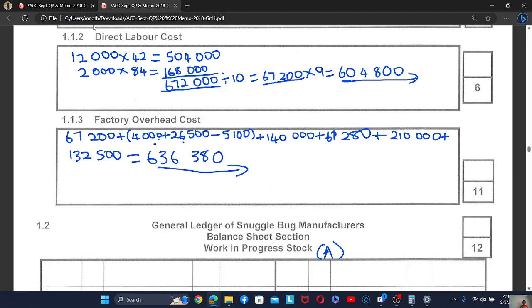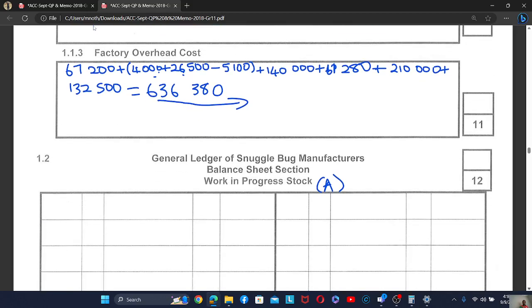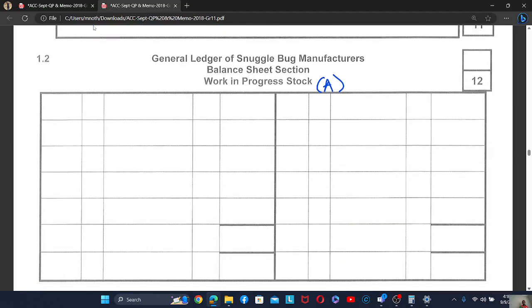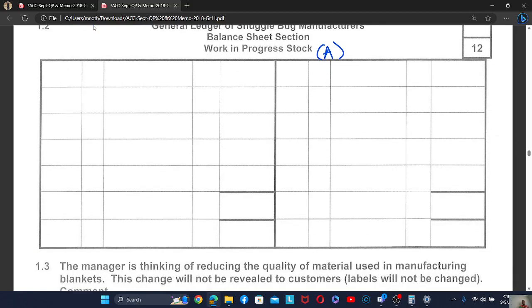And the direct material cost and the direct labor cost, are those expenses or assets? They are expenses. Okay. Yes. So actually in the factory, the expenses that we have, there are three. We have the direct labor cost expense, direct material cost expense, and then we have the factory overhead cost.